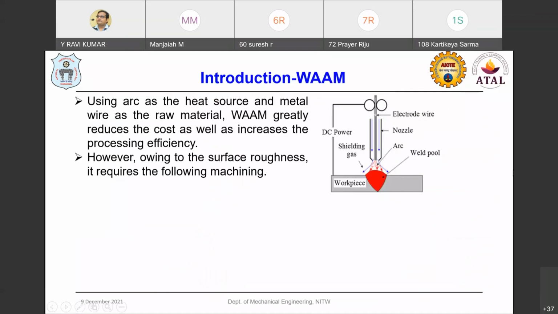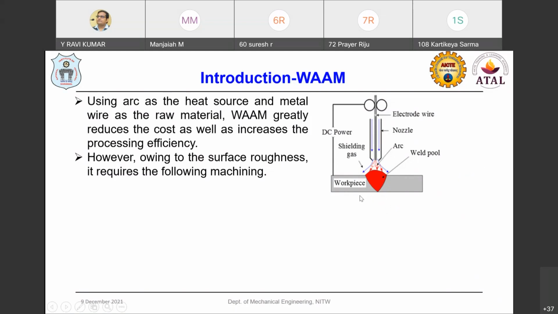With respect to the WAM process, I'll briefly describe what we have tried and what its capability is. The WAM process is similar to arc welding: the heat source is an arc, and wire is fed as the raw material. It greatly reduces the cost of manufacturing compared with any other metal AM process, not only SLM or DED. It is a very cost-effective process, and the production efficiency is much higher.